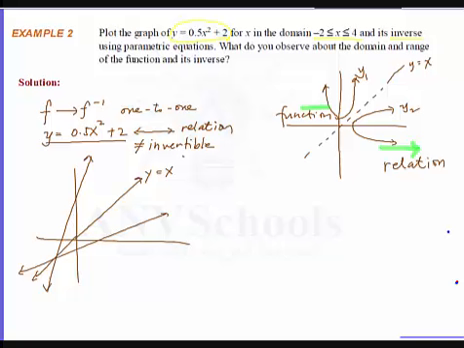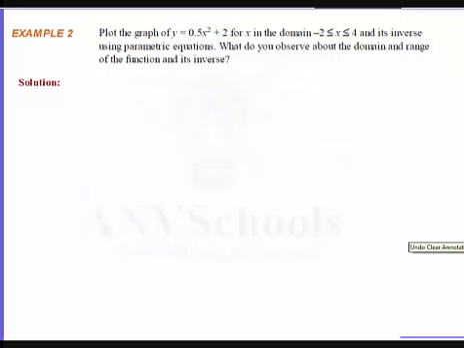Okay, so let's try to clear the annotations here. We are going to plot the graph of y is equal to 0.5x squared plus 2 for x in the domain -2 to 4, and its inverse using parametric equations. So what do we do here?